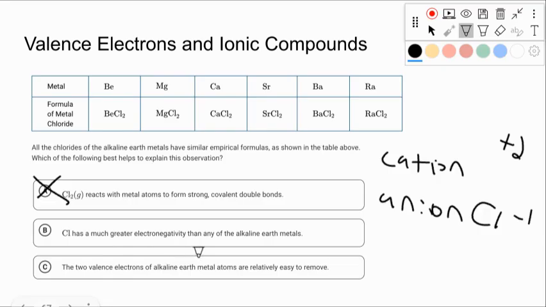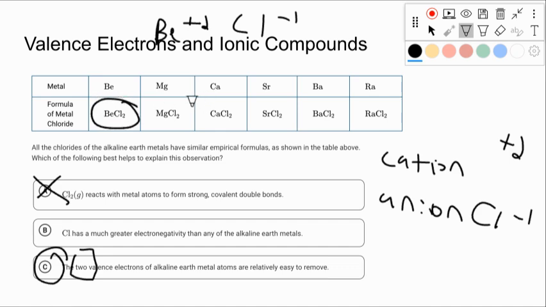And this is the answer: the 2 valence electrons of the alkaline earth metal atoms are relatively easy to remove, and that is going to be the truth of it, because the fact that they have 2 is why they have a positive 2 charge. And on any of these, I'll use beryllium as an example. If I have beryllium positive 2 and chlorine negative 1, it takes 2 chlorines to cancel the charge of positive 2. And so that's where we get the BeCl2 or MgCl2 or CaCl2 and so on and so forth.